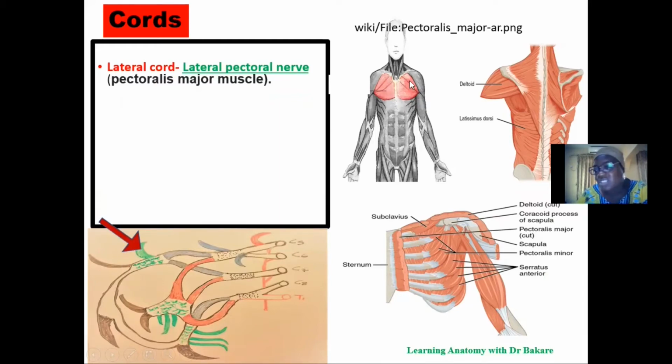The pectoralis major is the muscle that is seen in the chest region. It forms the bulk of the chest, and this muscle is supplied by the lateral pectoral nerve that emerges from the lateral cord of the brachial plexus.